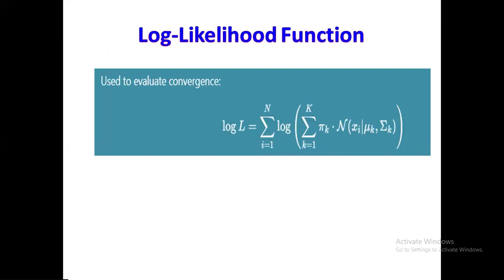Next, the log likelihood function. The log likelihood function is used to measure how well the current model parameters explain the observed data. It is computed as log L equals the summation over i from 1 to n of log of the summation over k from 1 to capital K of pi_k times the normal distribution of xi given mu_k and the covariance. After each iteration of the EM algorithm, the log likelihood should increase, indicating improved fit. The algorithm stops iterating once the change in log likelihood becomes negligible, signaling convergence.